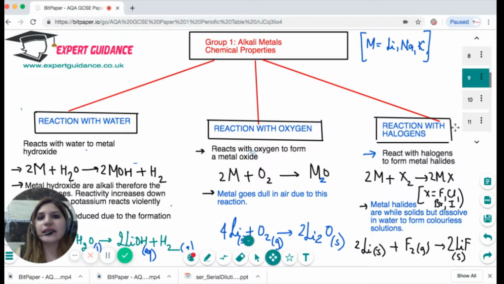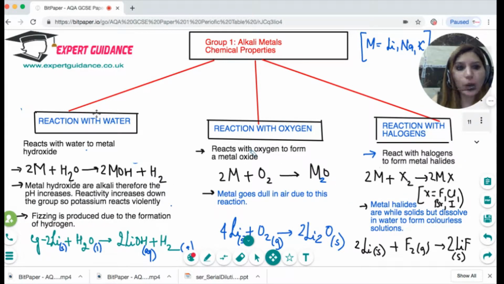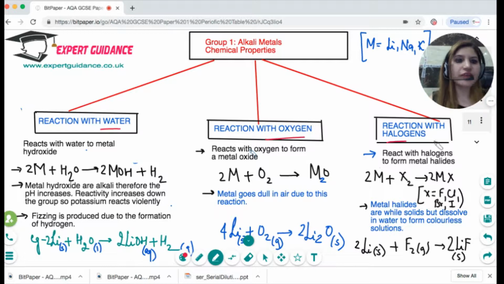Now let us look at the chemical properties. In the chemical properties, you need to know about 3 reactions: reactions with water, reactions with oxygen, reaction with halogen. Always remember, whenever asked in the exam, you'll be writing a balanced chemical equation along with the state symbols. Here I'll take lithium as an example. You can replace lithium with any of the group 1 elements, that is lithium, sodium, and potassium, and write the equation the same way.